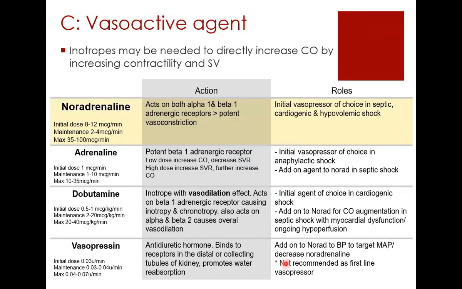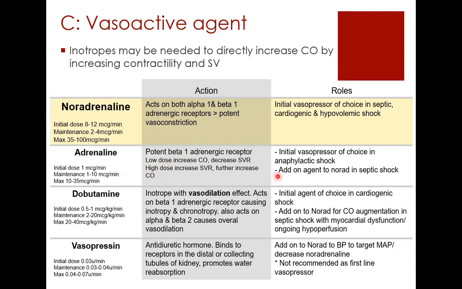If the patient is unable to maintain pressure, is there any inotrope that we can give? Yes, there are 4 types that are commonly used in the ED. First and foremost is noradrenaline. Noradrenaline is the first choice of vasopressor for management of shock, because it acts on both alpha 1 and also beta 1 adrenergic receptors.